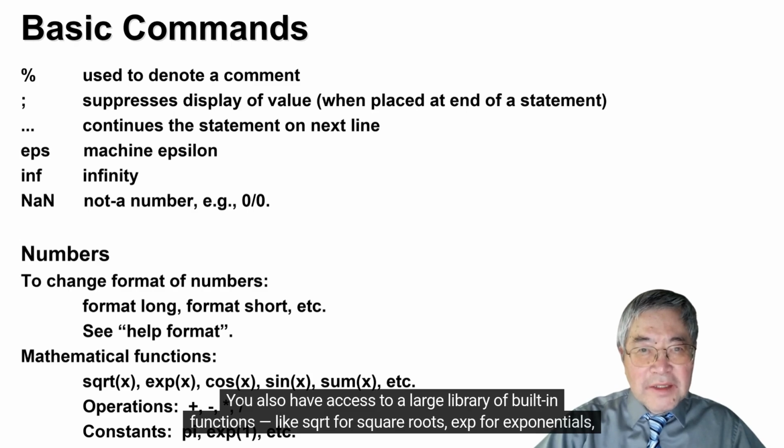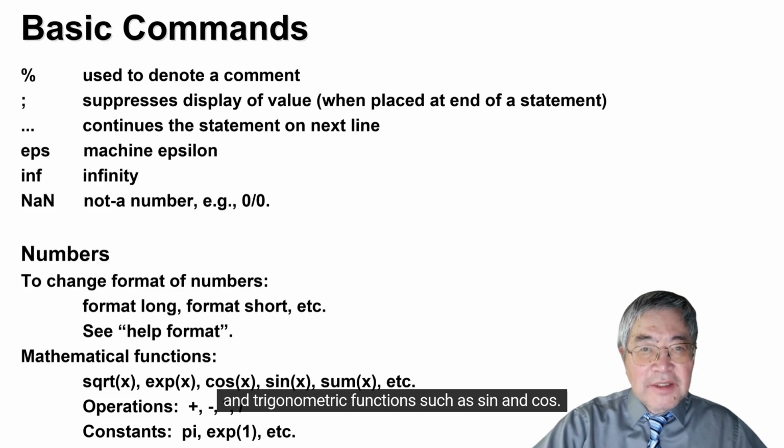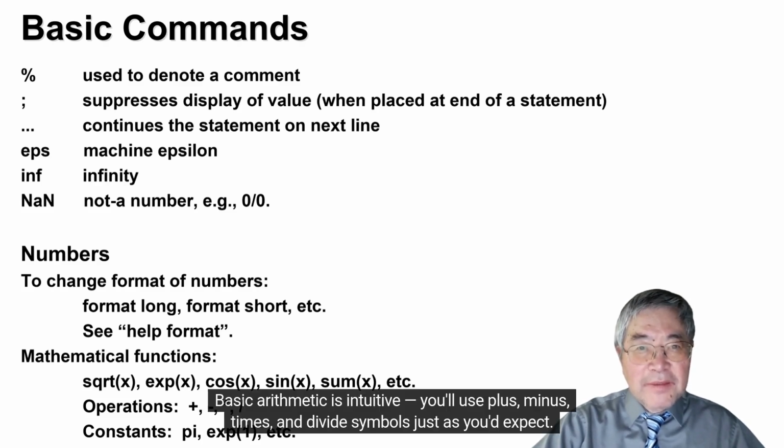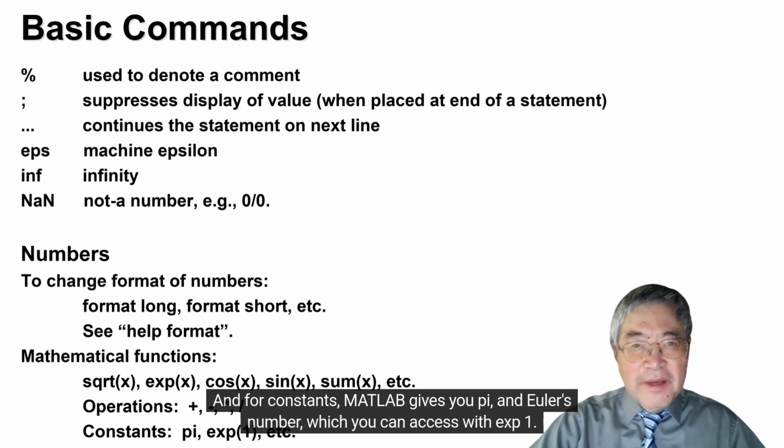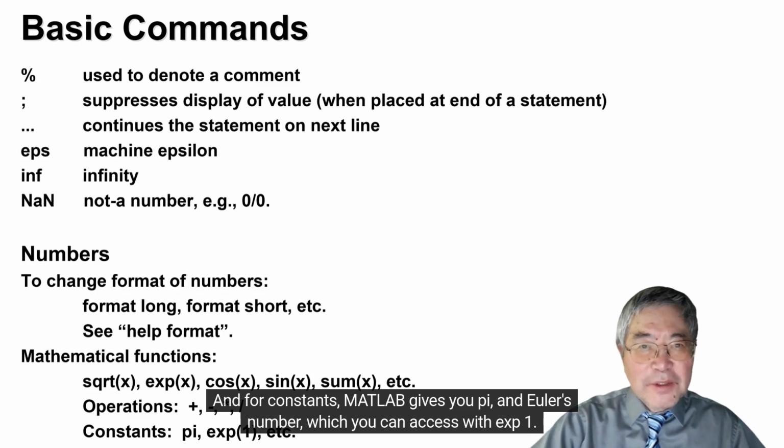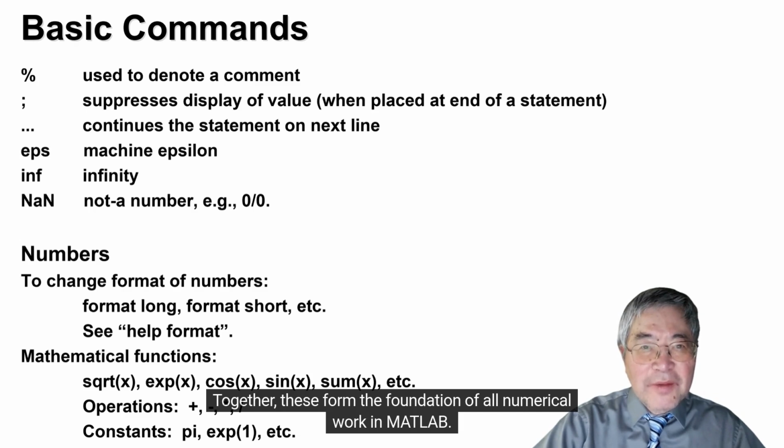You also have access to a large library of built-in functions like sqrt for square roots, exp for exponentials, and trigonometric functions such as sin and cos. Basic arithmetic is intuitive. You'll use plus, minus, times, and divide symbols just as you'd expect. And for constants, Matlab gives you pi and Euler's number, which you can access with exp(1). Together, these form the foundation of all numerical work in Matlab.